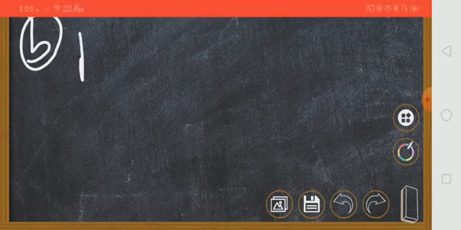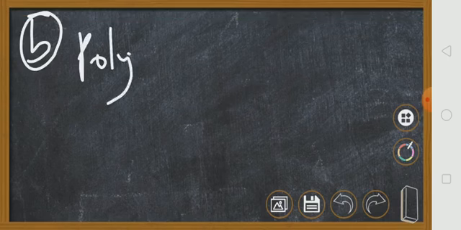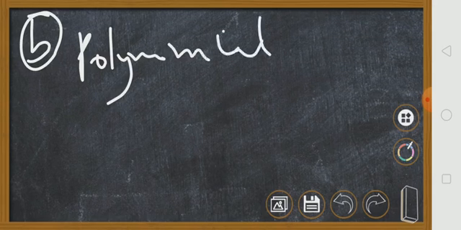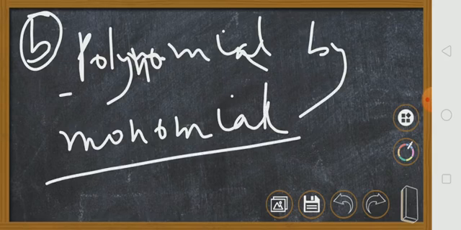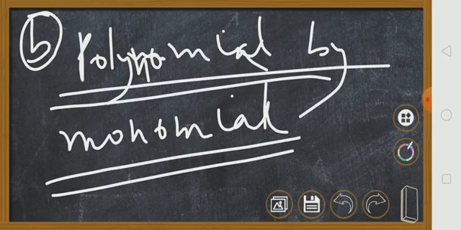Similarly, next you will have polynomial by monomial. Next, number B, you will have polynomial by monomial. Have you followed this? Polynomial by monomial. Now from here, let's say you have got a question like this.